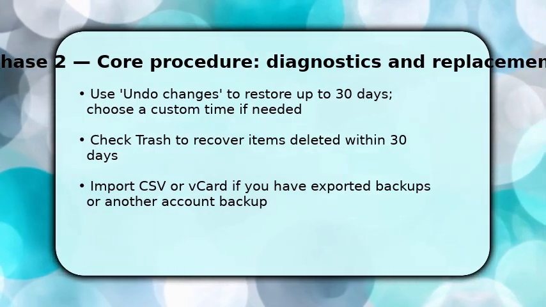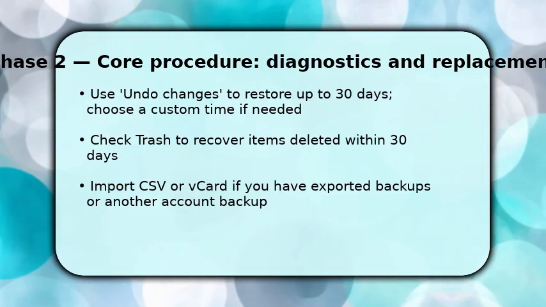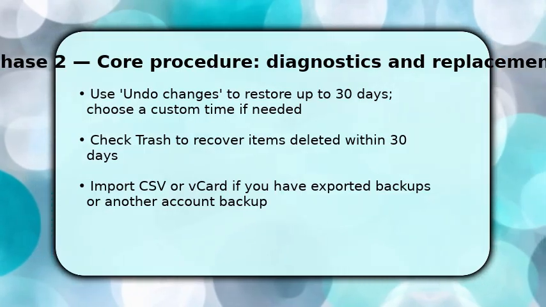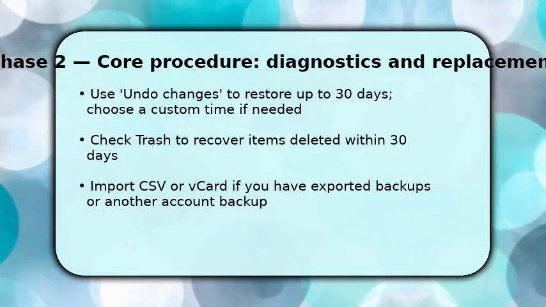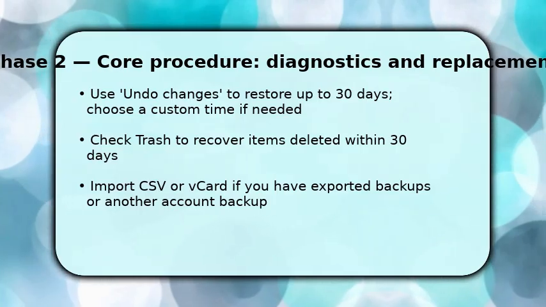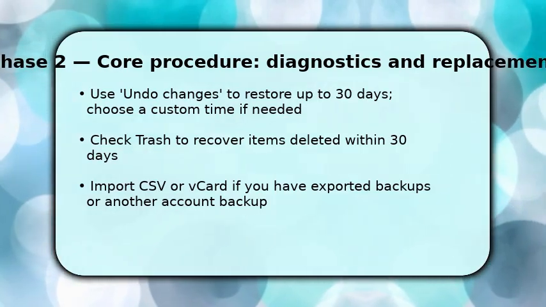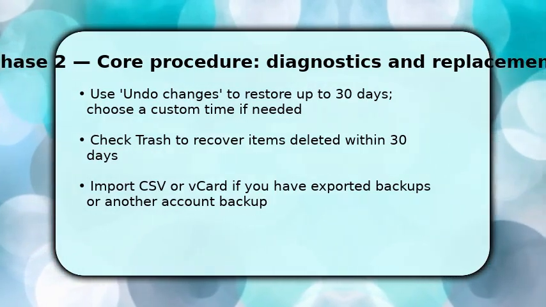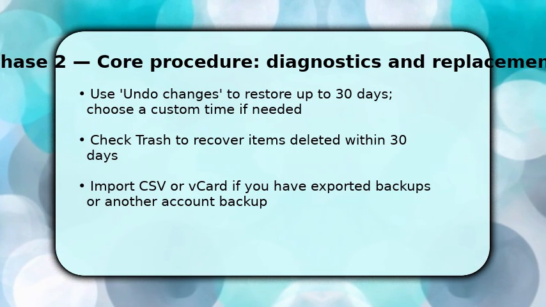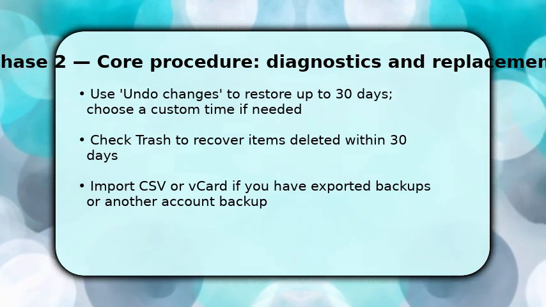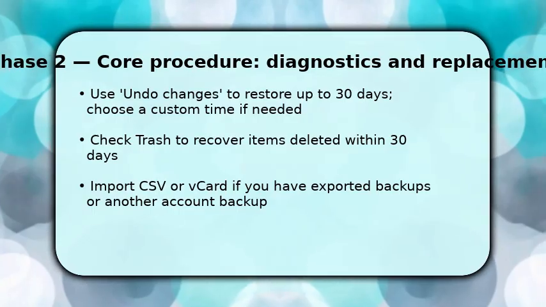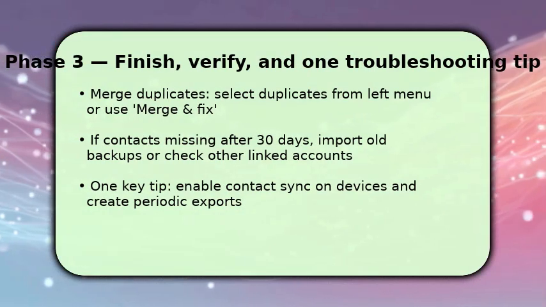Alternatively, if you exported a backup CSV or vCard earlier, choose Import, select your file, and map fields correctly. This merges backups into your current list. Once done, review labels and duplicates to confirm entries restored as expected. Finish by tidying up. Use Merge and Fix to combine duplicates and verify contact details.